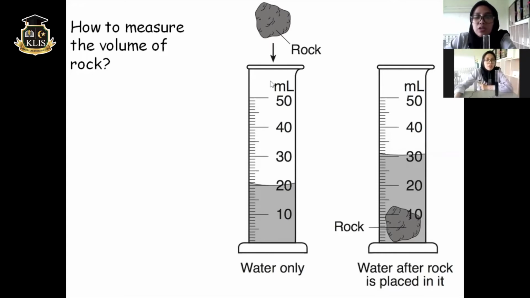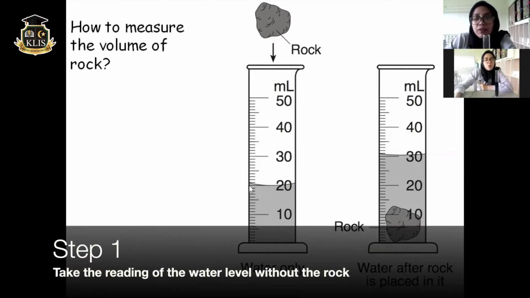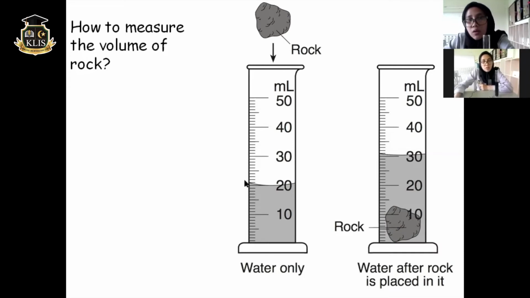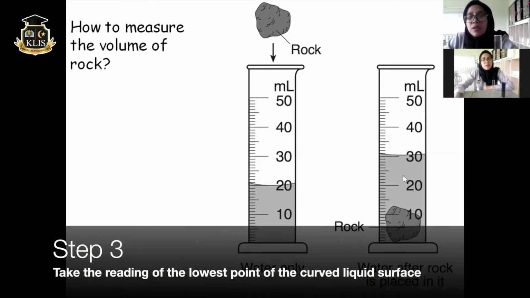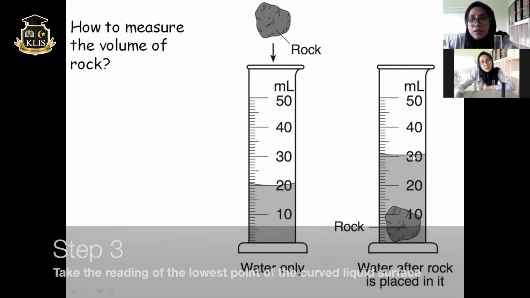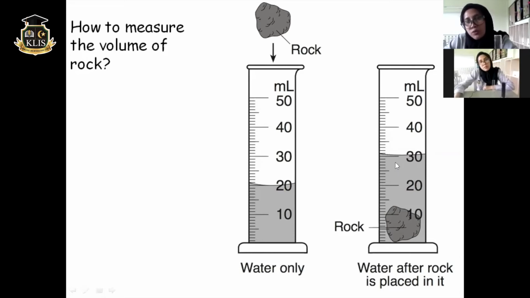First, you take the reading of the water level, without the rock, so water only. Take the reading of this. This is 20 milliliters. Second step, put the rock inside the same measuring cylinder, and then take a reading for the lowest curve of the water. Here, we have 30 milliliters.